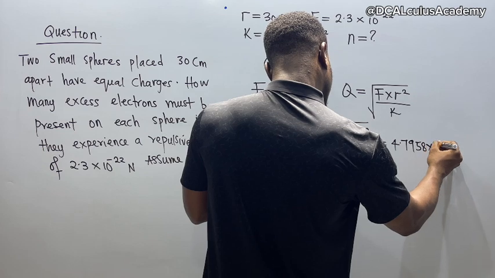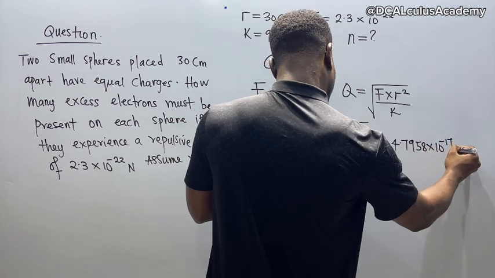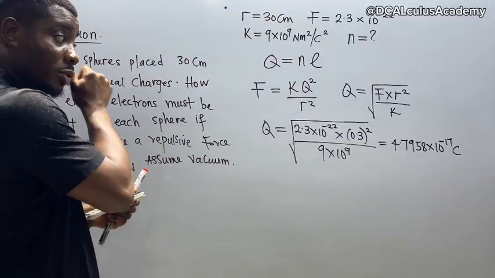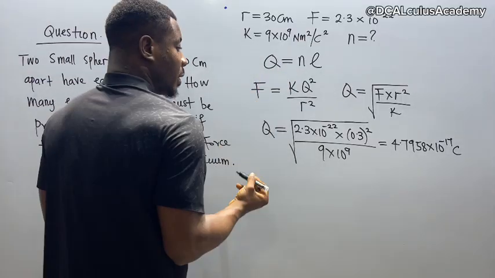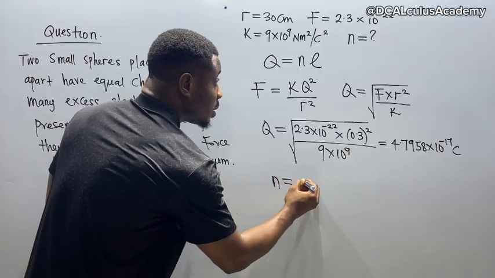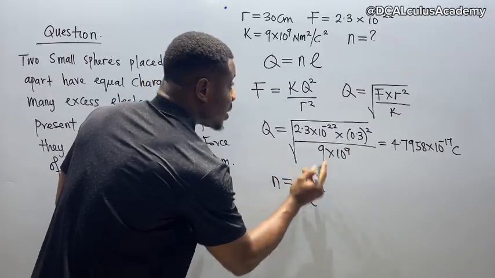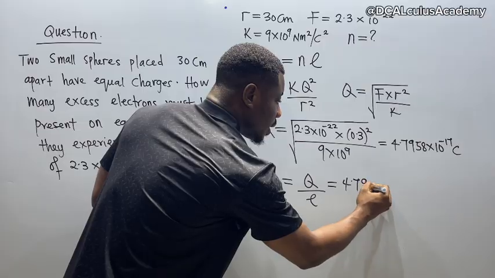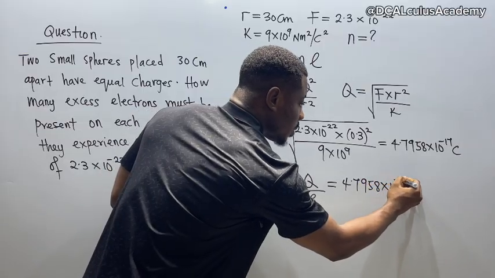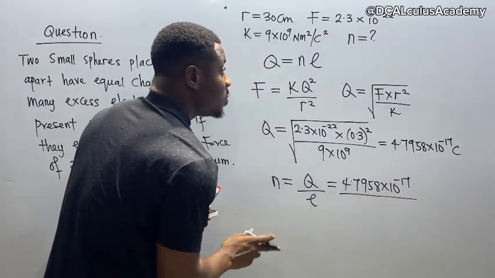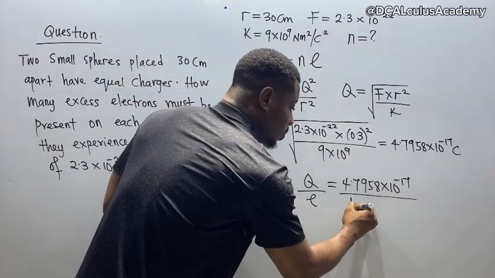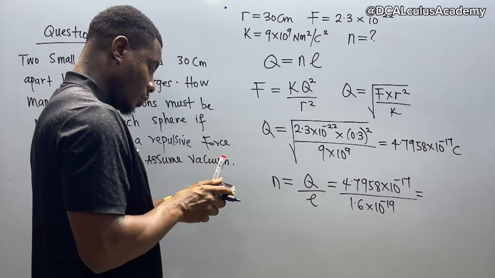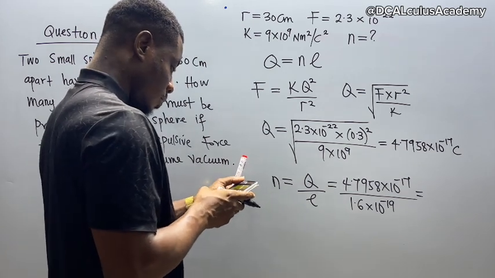We're having 4.7958 times 10 raised to power minus 17 coulombs. This is what we're having now. So once we have obtained the value of Q, we can now apply this formula to look for N. Remember that N is equal to Q divided by E. From here, we can make N subject. Now Q is 4.7958 times 10 raised to power minus 17. If we place the value of E, you know E is the charge of the electron, that will be 1.6 times 10 raised to power minus 19.